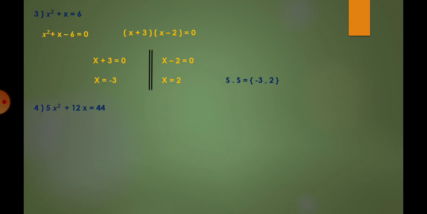Number 4, 5x power 2 plus 12x equals 44. We put the equation in standard form: 5x power 2 plus 12x minus 44 equals 0. And factorize, so we can write 5x plus 22 and x minus 2.